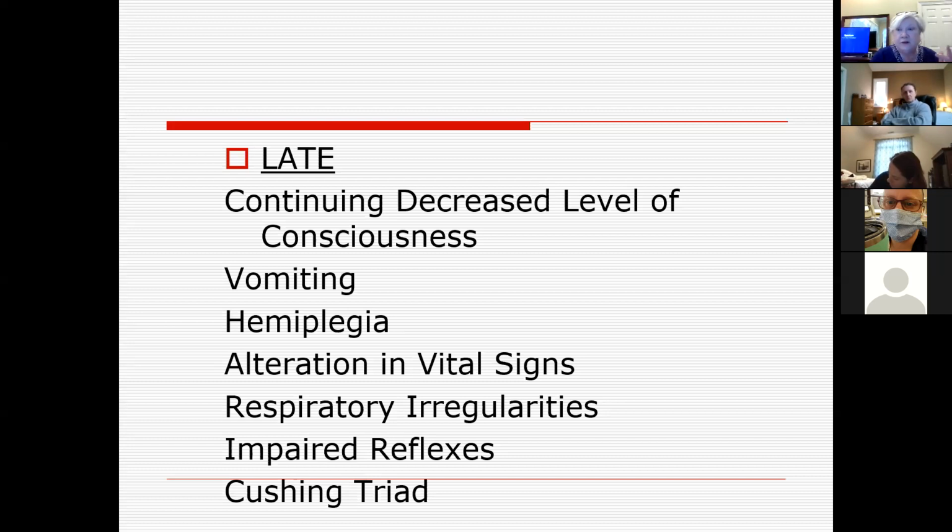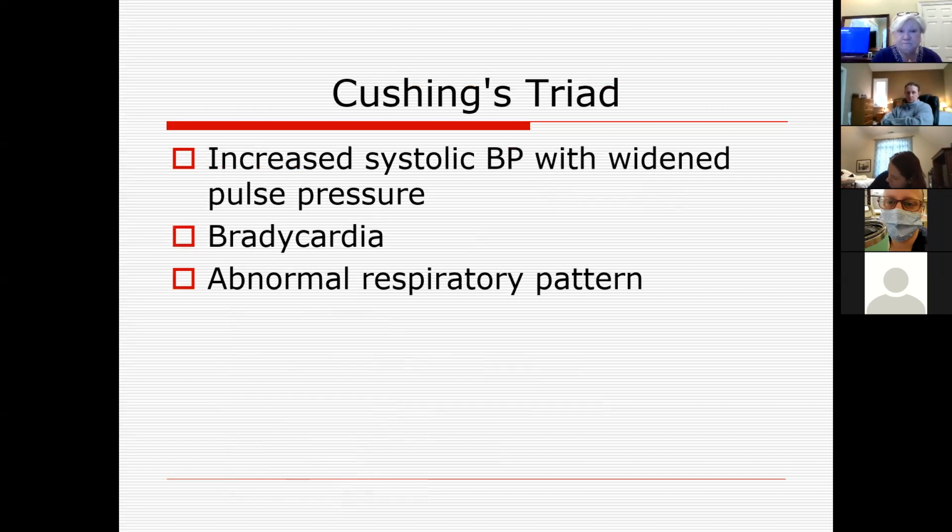Okay, so I'm going to go to the next slide, and I'm going to explain Cushing's triad to you. Now, Cushing's triad is what's called the pre-herniation triad. Pre-herniation is when the brain bursts outside of the box, when it herniates outside of the box, which means you usually die. Not always, but usually. So Cushing's triad is really bad. Now, triad means three things. Three things are happening. Triad, three.